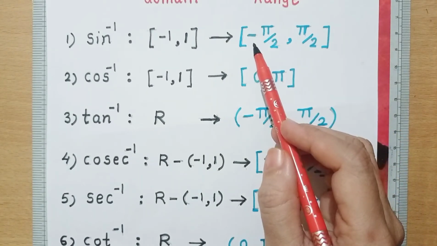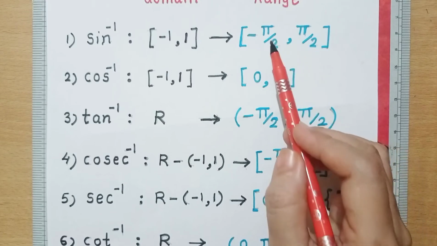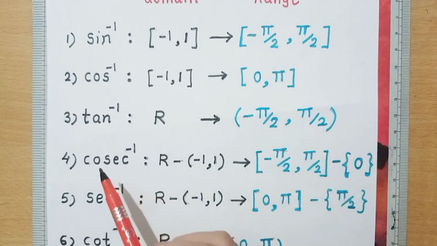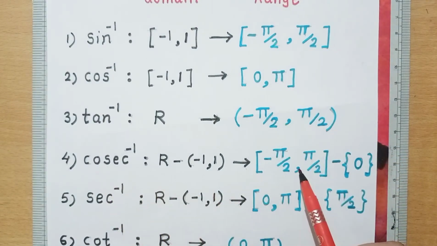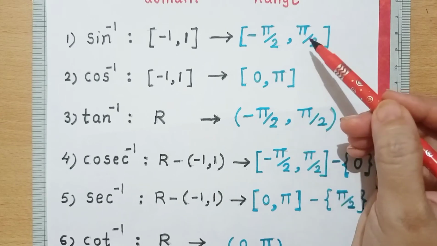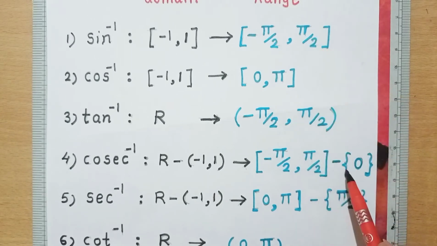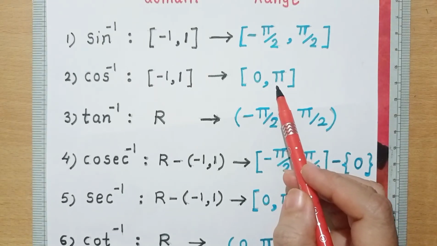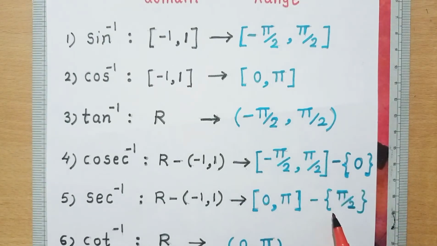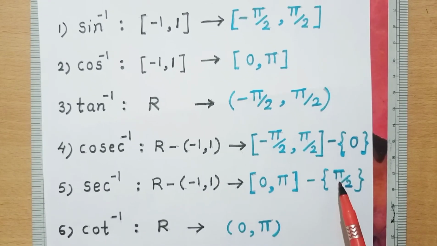Here closed interval means these angles also lie in this interval. For cosec inverse, the principal value branch is the same as sine inverse, only we have to delete the 0 angle. For sec inverse, the principal value branch is the closed interval 0 to pi, which is the same as cos inverse, only we have to delete the 90-degree angle.